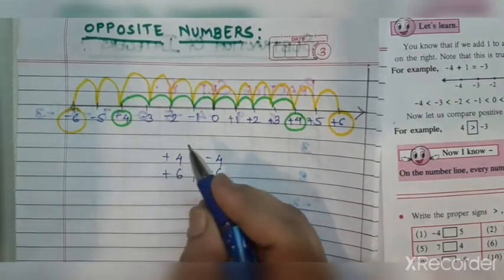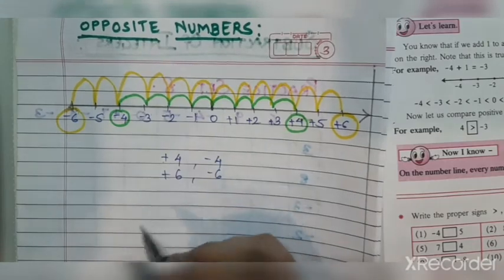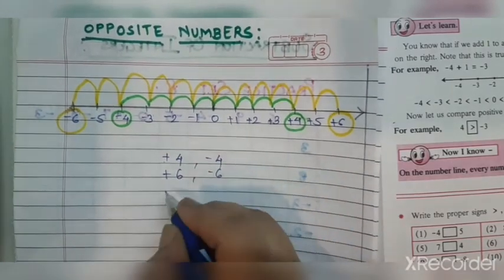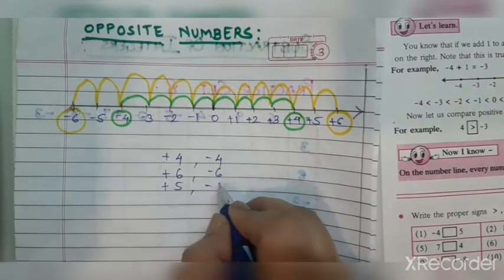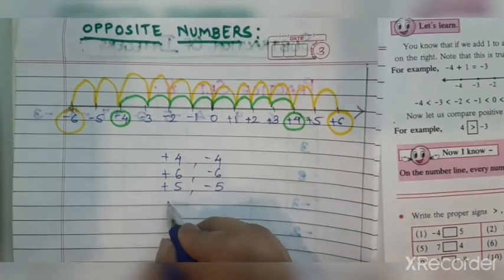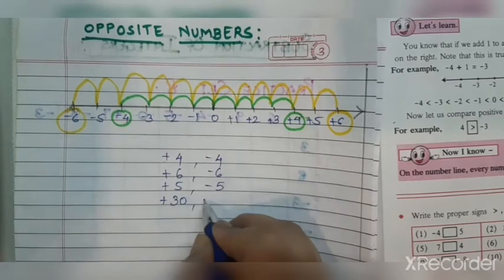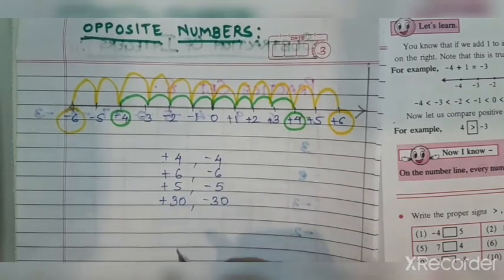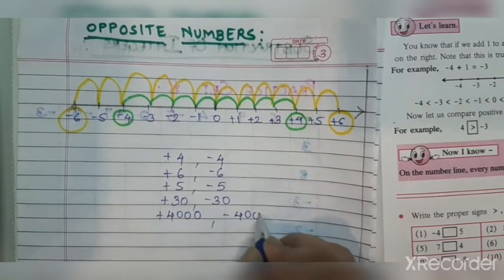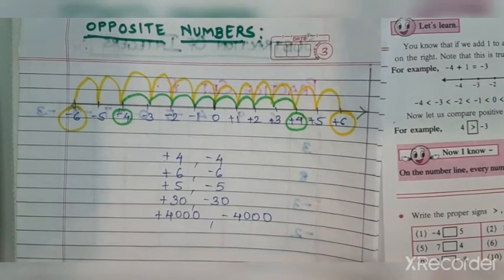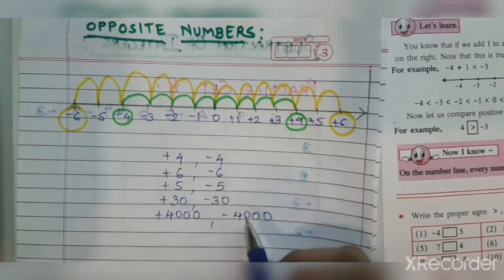In this way, you will have the opposite numbers for all the numbers. You can take any example. So positive 5, what is the opposite number? Negative 5. Okay. So positive 30, negative 30. Okay. Positive 4,000, negative 4,000. Okay. These are the opposite numbers. I hope this is clear.